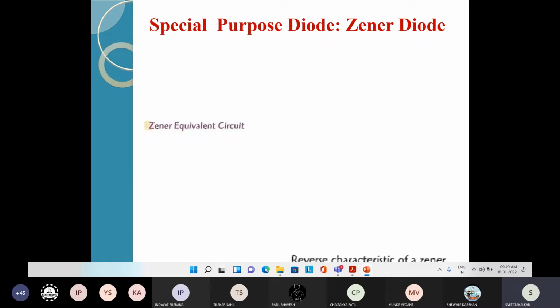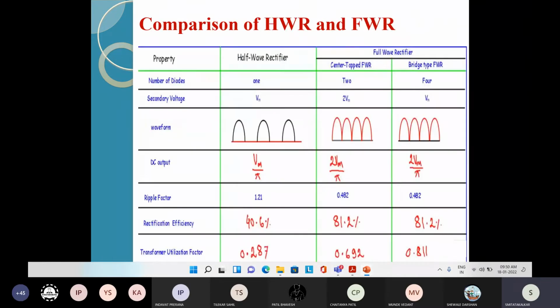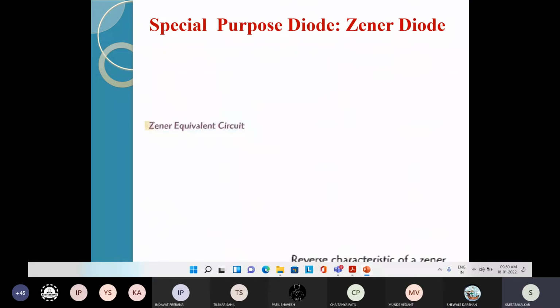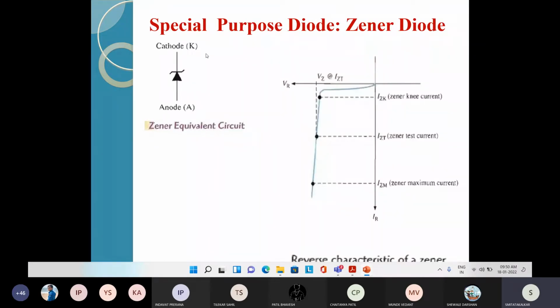Next, special purpose diode, it's the Zener diode. What is the difference between the PN junction diode and the Zener diode? The Zener diode works in reverse bias, and the PN junction diode works in forward bias. This is the difference, and it is shown in the symbol of the diode. It works in reverse bias. This is the reverse bias diagram. But the PN junction diode works in forward bias.